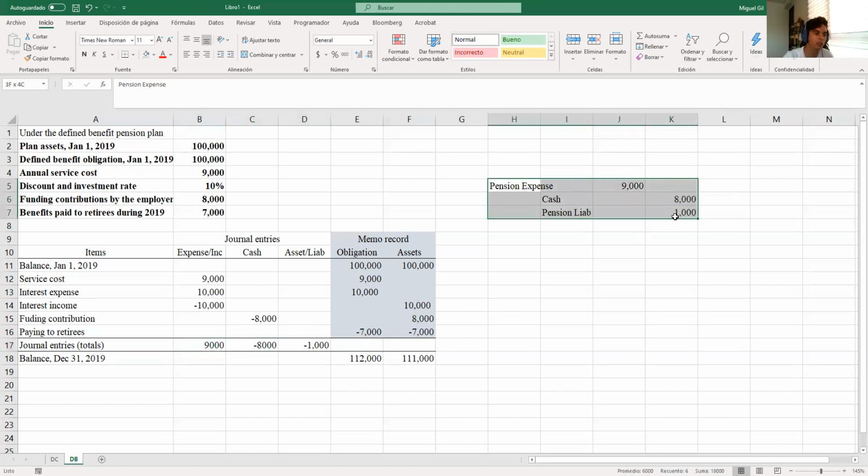By doing this journal entry, you are showing that you had an expense of 9,000, that you paid 8,000 in cash, and that you still owe 1,000 to the pension fund. Because remember, ideally, you will have to have this even, right? If you have an obligation of 112,000, you will have to have enough assets to pay for that obligation.